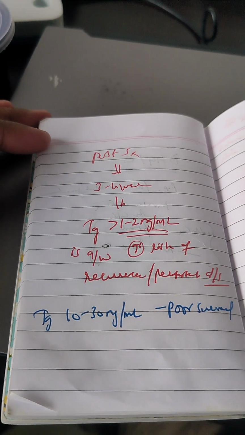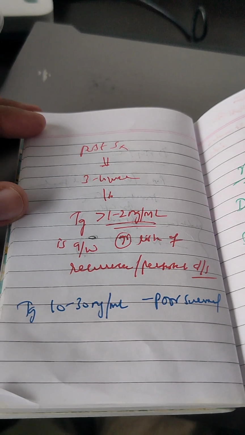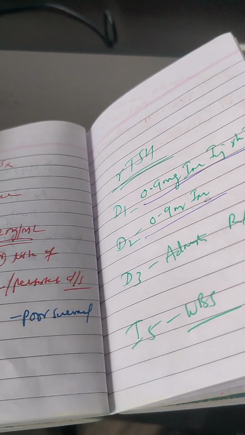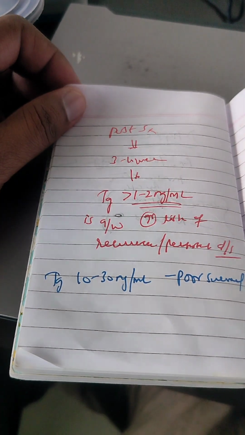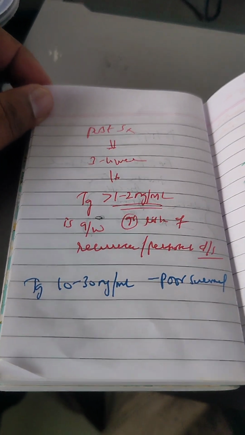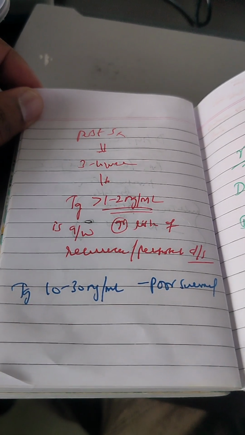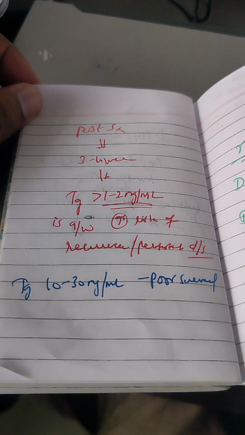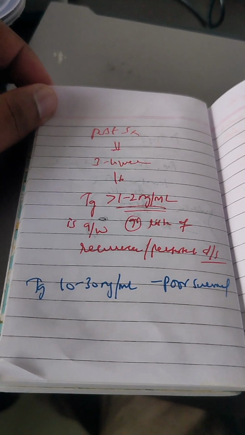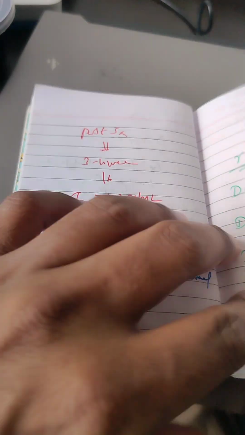Post surgery you wait for 3 to 4 weeks, let all the thyroid hormone wash out, so that the TSH is greater than 30. If the thyroglobulin is greater than 1 to 2 milligrams per millimeter, it is associated with increased risk of recurrence or persistent disease. TG values post surgery of 10 to 30 indicate poor survival.